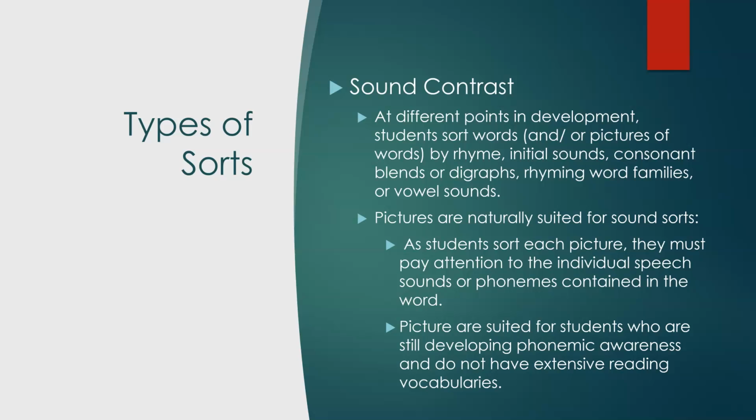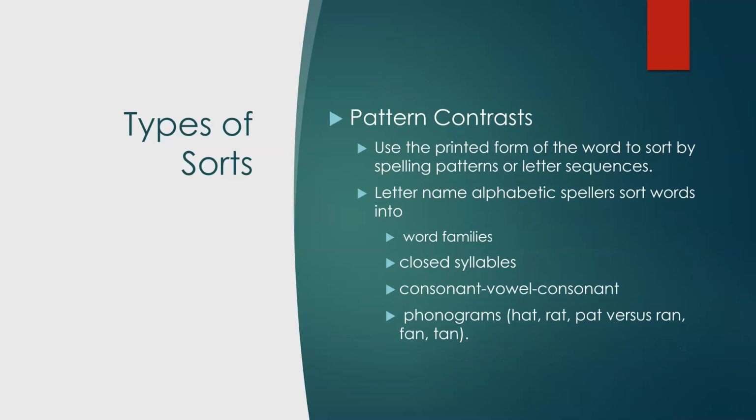Pictures are naturally suited for sound sorts. When we're doing sound sorts, students can sort each picture, and they have to pay attention to the individual speech sounds or phonemes. A lot of times, it's sort all the pictures that start with the letter B or letter D or the sound C. Pictures are suited for students who are still in that process of developing phonemic awareness and who don't have more extensive reading vocabularies. We see that a lot in kindergarten and into first grade.